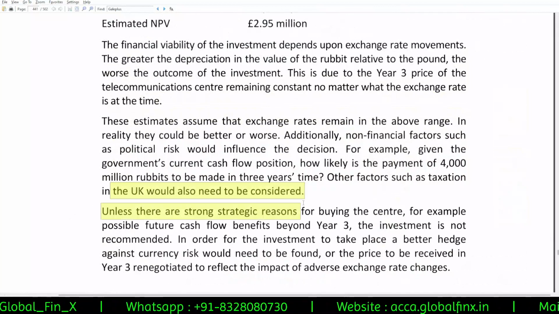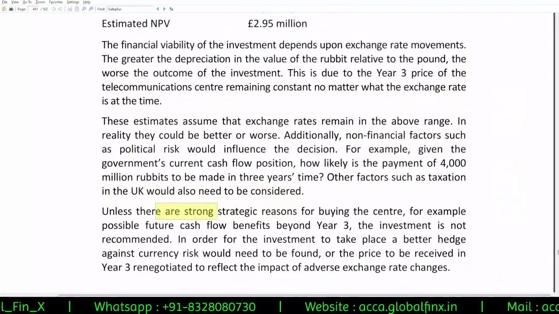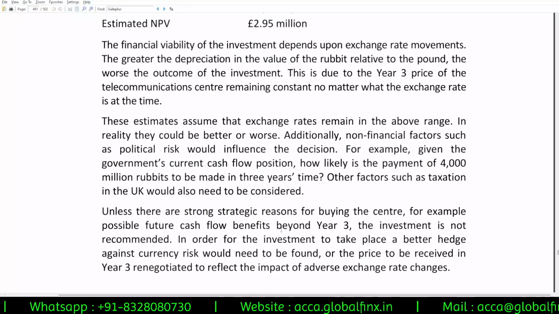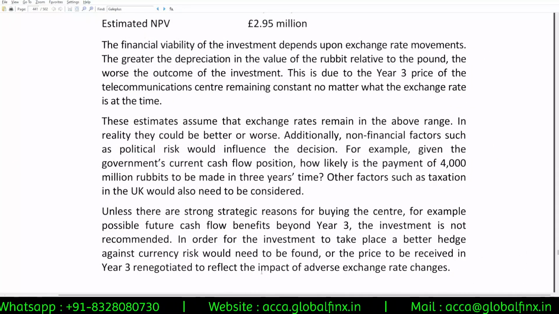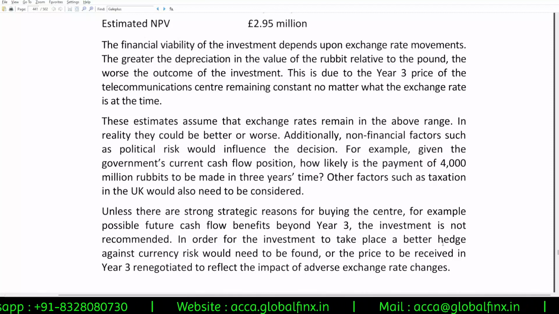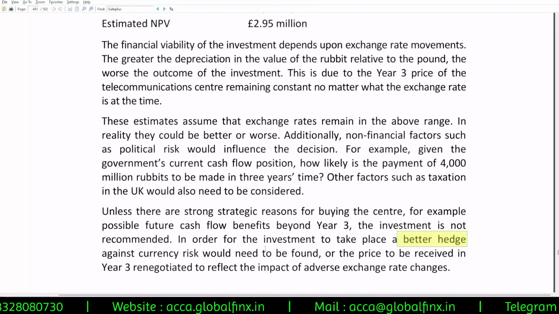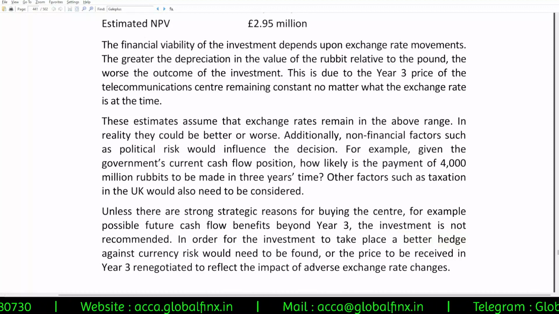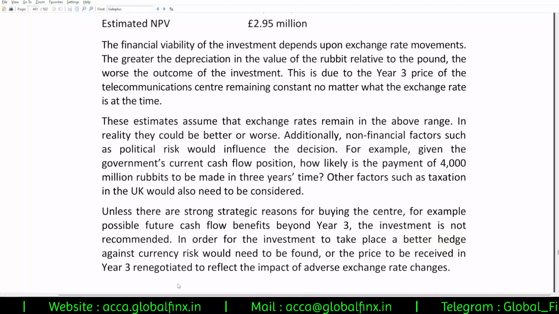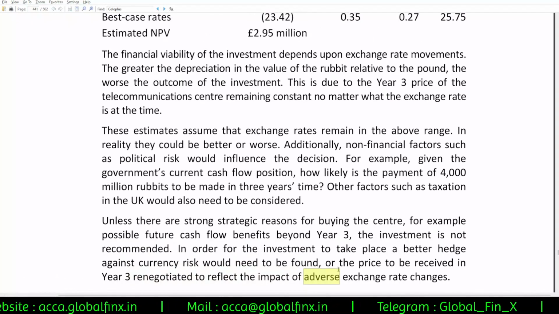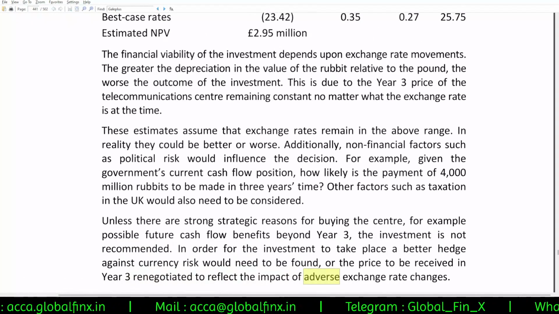Taxation in the UK needs to be considered. Unless you have strong strategic reasons like possible future cash flows after the end of the third year, the investment is not really recommended. If you want to take the investment, you should have a better hedge in place, and the price also should be for the entire 4,000 million and not just for the 2,000 million, and you should renegotiate the adverse exchange rate effect on your cash flows. That is what you need to do.